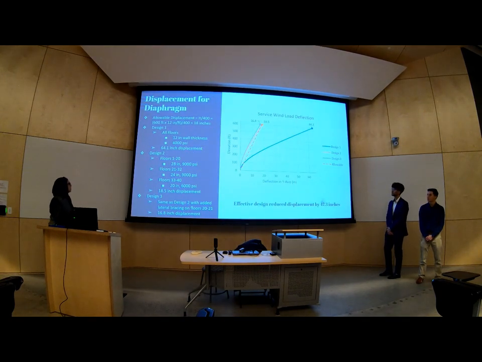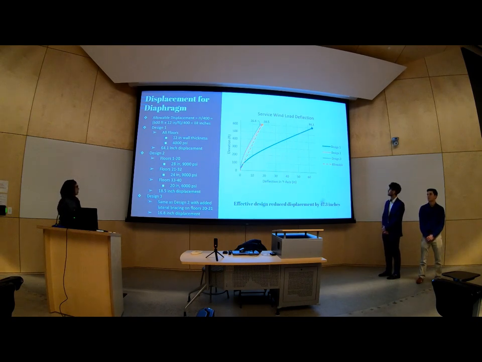So this is the displacement for diaphragm. Our allowable displacement is H over 400, which is 600 feet times 12 inches per foot divided by 400, which gave us 18 inches. So our first design, we had just a 12-inch wall thickness with 4,000 psi. It gave us a really high displacement of 64.1 inches.